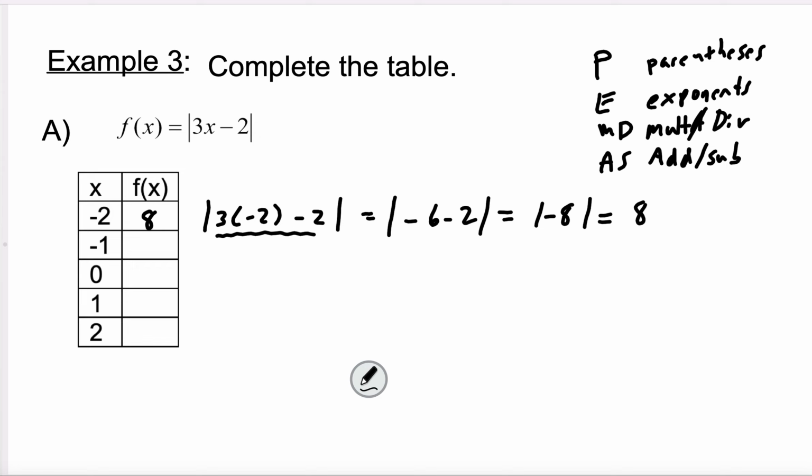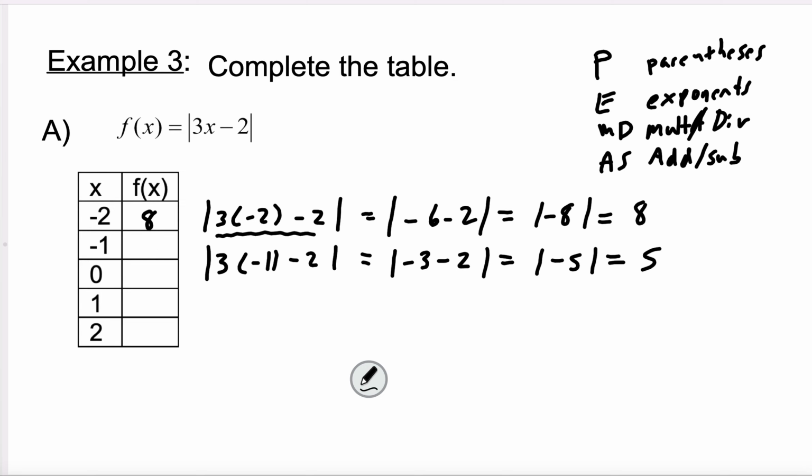And our next one here, we've got 3 times a negative 1 minus 2. Again, follow the order of operations. We have to take care of what's in the absolute value. It's kind of like our parentheses there first. And inside the absolute value, we've got multiplication and then subtraction. So multiplying there first, negative 3 minus 2. Negative 3 minus 2 is negative 5. Absolute value of negative 5 there is 5.